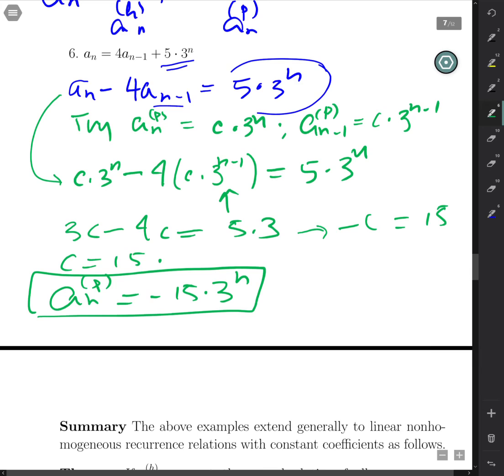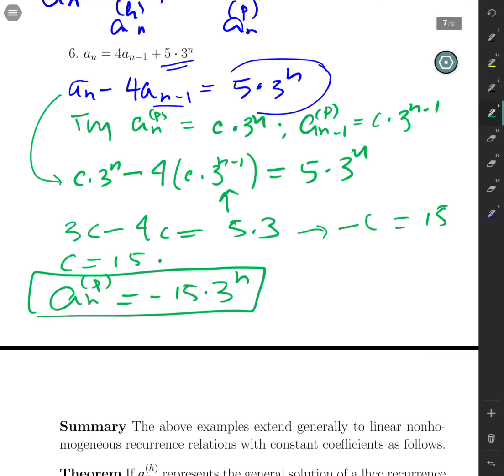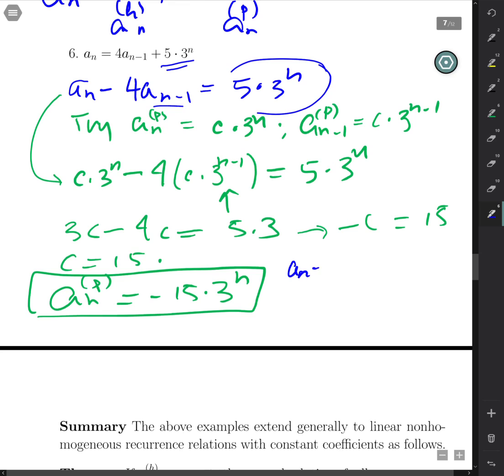So a power tends to lead to a power for the particular solution there in a non-homogeneous part. I guess I should write down the general solution here is equal to some alpha times 4 to the n minus 15 times 3 to the n. That being the homogeneous part, that being the particular.